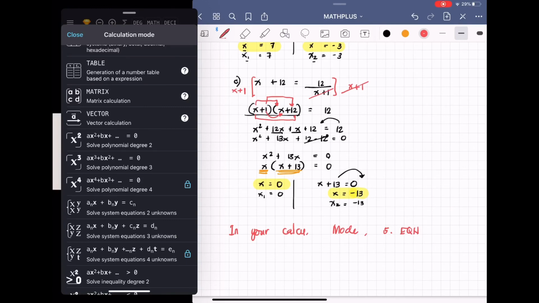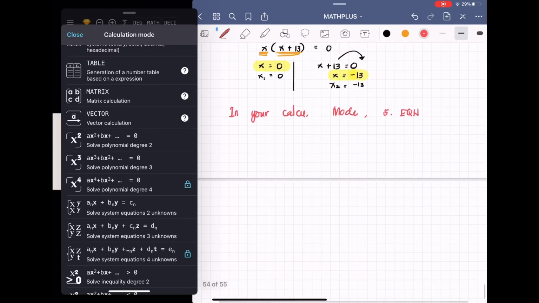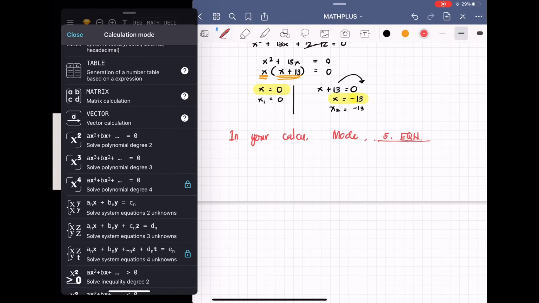After choosing 5 EQN, it will give you the following options, like this one. After pressing 5 EQN, you will have 4 options: 1, 2, 3, and 4. For quadratic equations, we choose number 3. Number 3 shows that you have ax squared plus bx plus c equals 0, which is your general form of the quadratic equation, so you won't get lost. So you press 3.